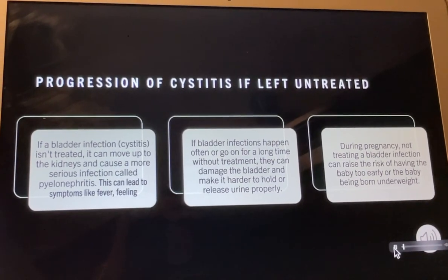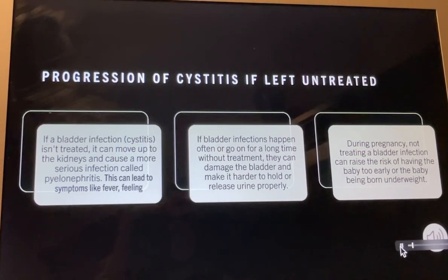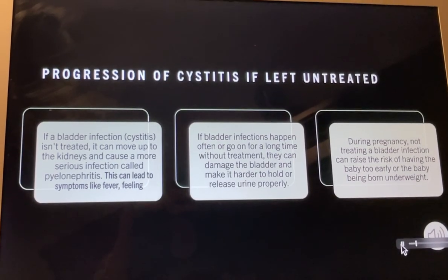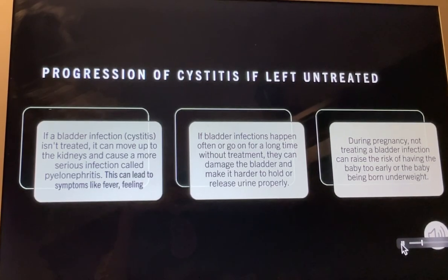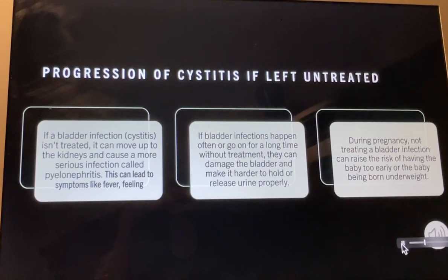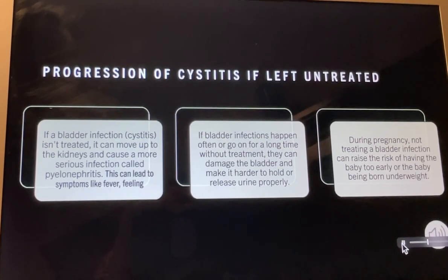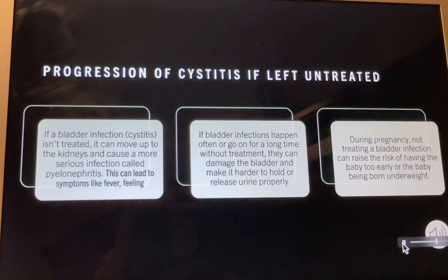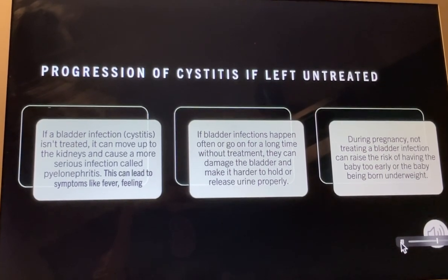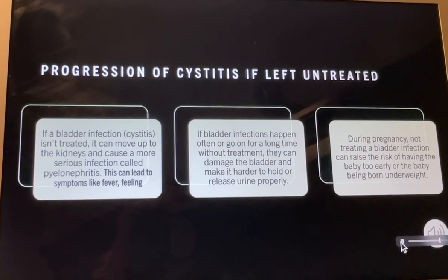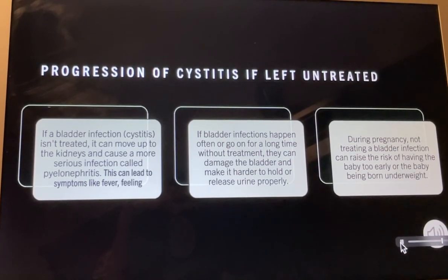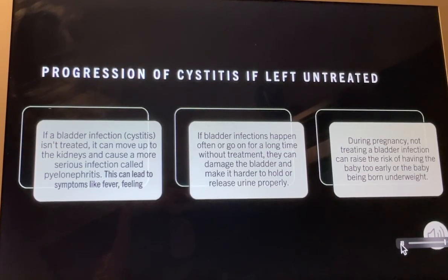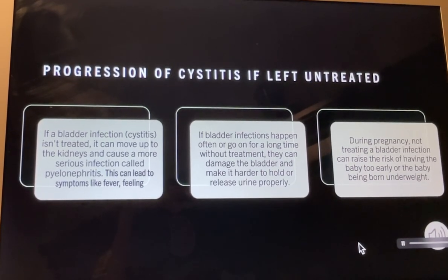Progression of cystitis if left untreated. If cystitis isn't treated, the infection can spread to the kidneys, causing a condition called pyelonephritis. This triggers symptoms like fever, nausea, vomiting, and a sharp pain in your side or lower back. Even more serious, if the infection gets to your bloodstream, it can cause sepsis, a dangerous and potentially life-threatening condition. Repeated or long-term bladder infection can also damage the bladder itself, making it harder to store or empty urine properly. And for pregnant individuals, untreated cystitis can increase the risk of preterm labor or having a baby with a low birth weight. Serious consequences that make early treatment essential.